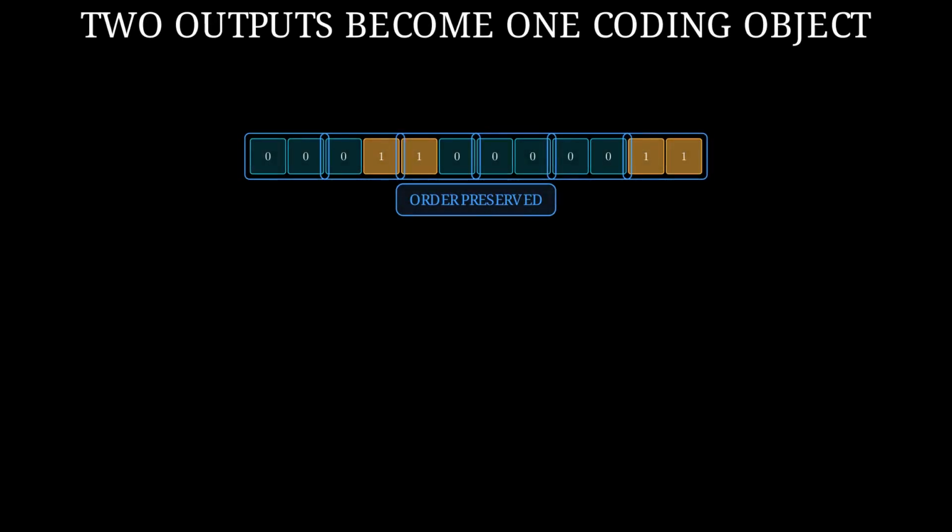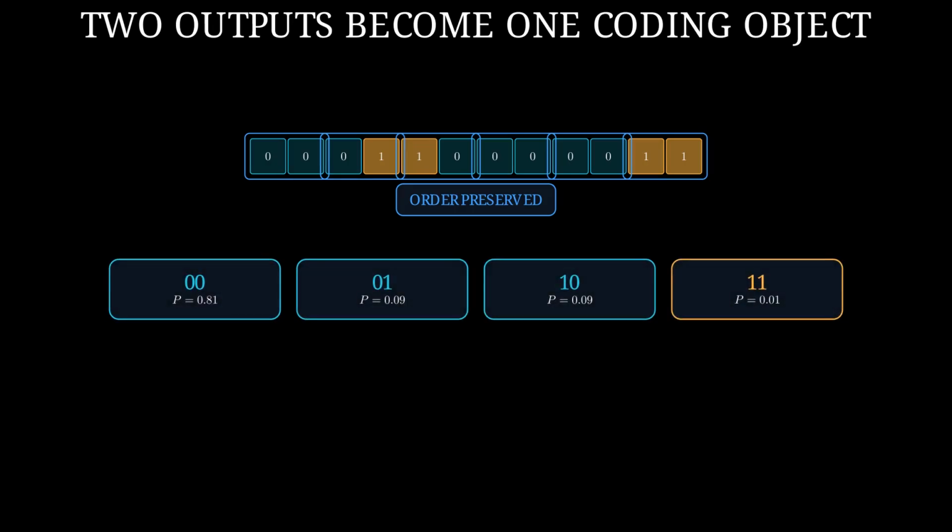Keep the output order and place a bracket around each pair. One pair has 4 possible identities. 2 zeros occur with probability 0.81. 0, 1, and 1, 0 each occur with probability 0.09. 2 ones occur with probability 0.01.